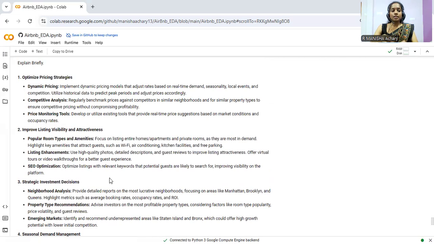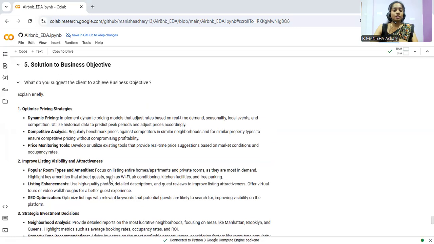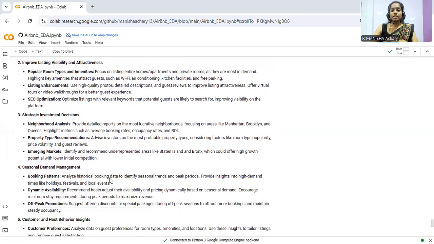Second, improve listing visibility and attractiveness. Focus on listing entire homes and apartments and provide private rooms as they are most in demand. Use high-quality photos, detailed descriptions, and guest reviews to improve listing attractiveness. Optimize listings with the relevant keywords that potential guests are likely to search for, improving visibility on the platform.